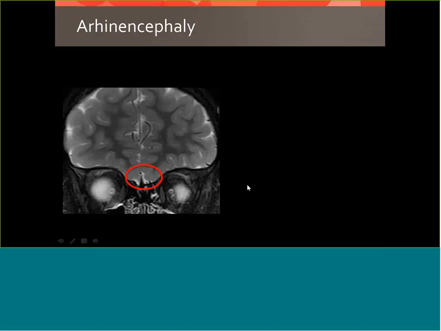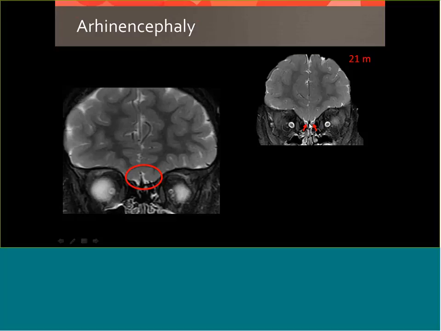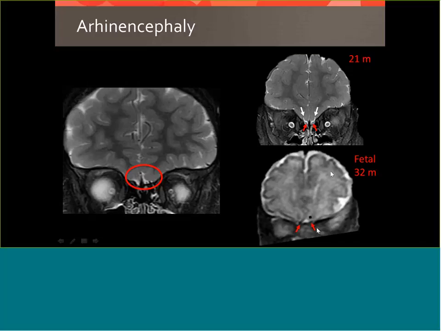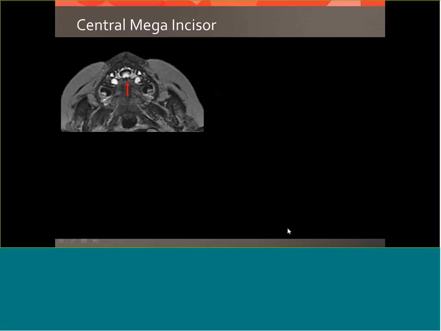What should it look like? Here's a normal patient at 21 months where you can see the olfactory bulbs here, and you can also see the olfactory sulci above, separating the gyri recti from the medial orbital gyri. We can actually see the olfactory bulbs and tracts in fetal MRI, consistently, if we have a good quality fetal MR at 30 weeks and beyond. So here's a 32-week, and we can see these hypointensities. Here the red arrows represent the olfactory tracts and bulbs.